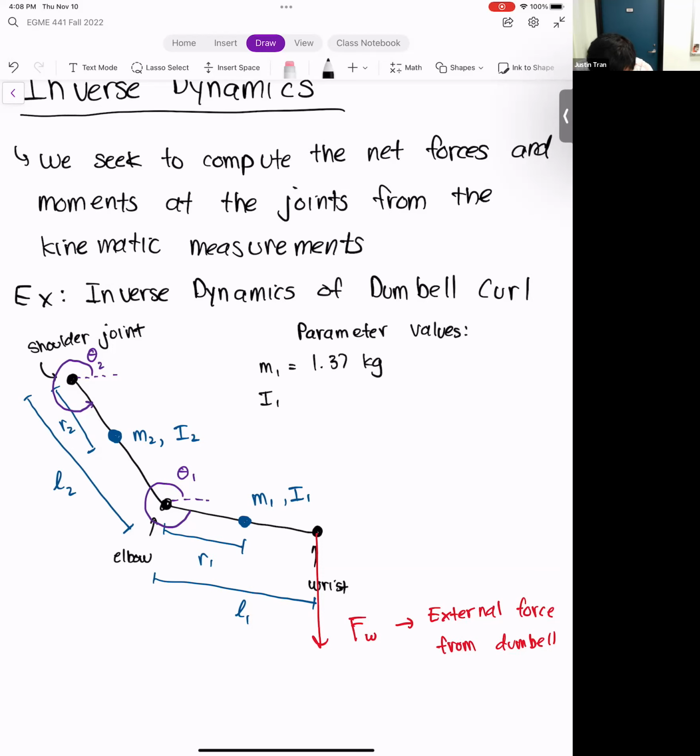I1 is equal to 0.0084 kilogram meter square. R1 is 0.13 meters. L1 is 0.272 meters. Okay.